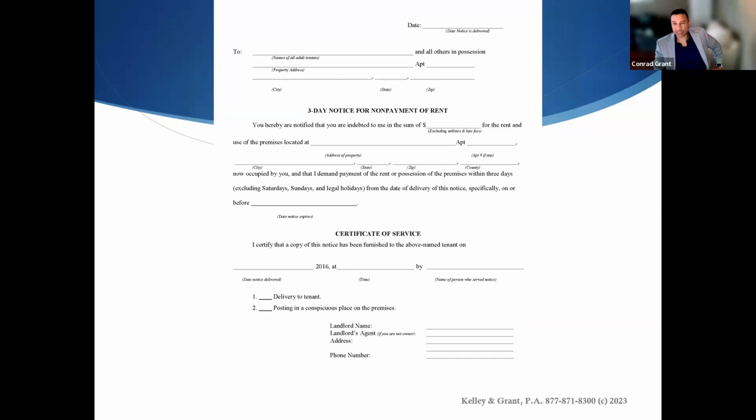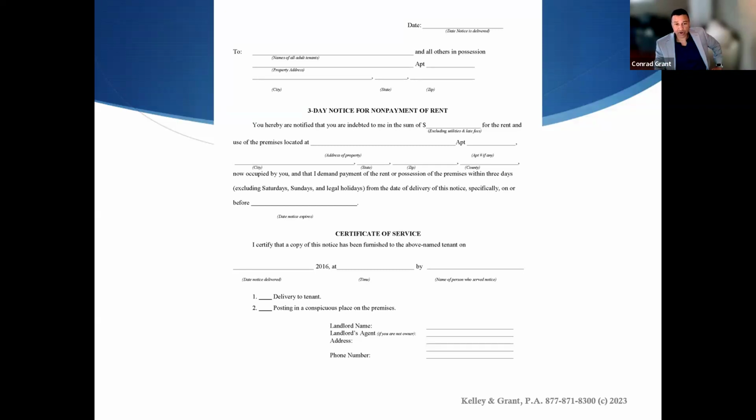It's statutory. This is on our website. You can download it for free. You address it to the tenant, and then you have the middle where it says 3-day notice for non-payment of rent. You are hereby notified you're indebted to me in the sum of. You put the dollar amount there. You put the address, the apartment number, the city, the state, the zip, the county, and then you tell them you need to calculate your 3 days. And I'm going to show you how this is done. I'm going to pull up a calendar and show you how to calculate these days.